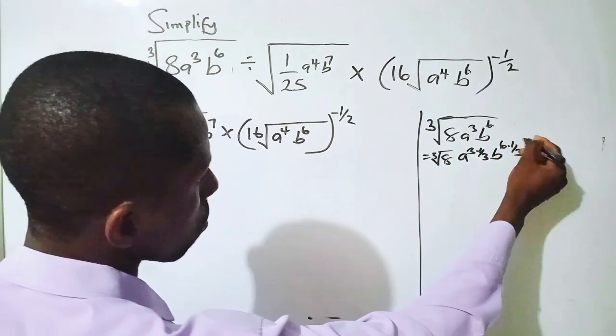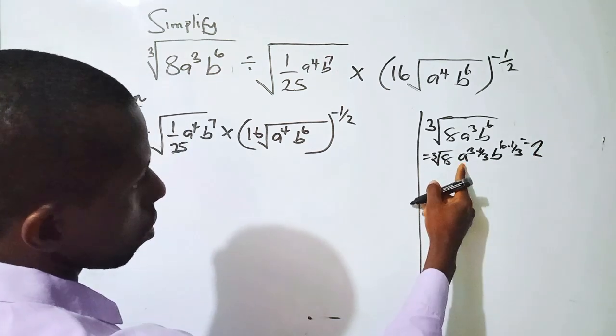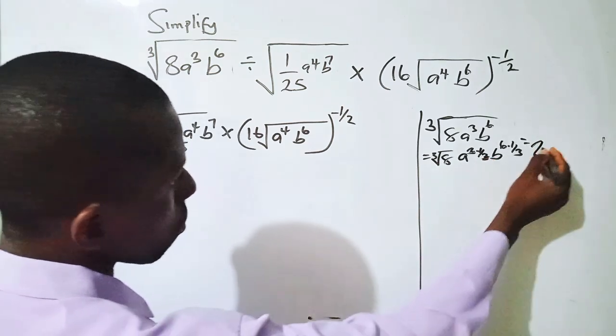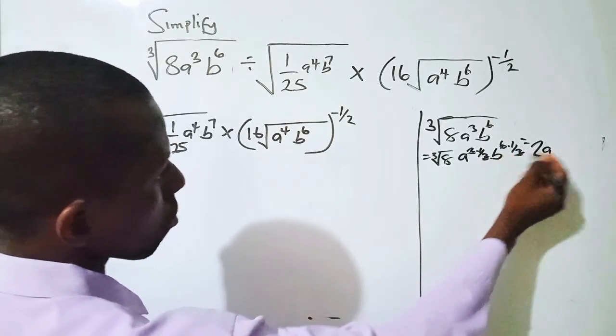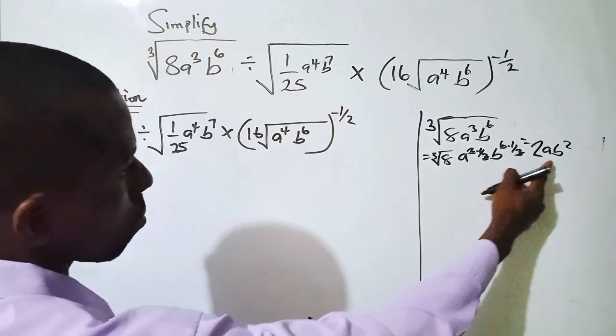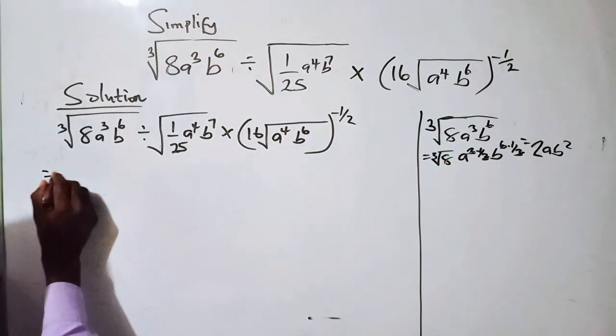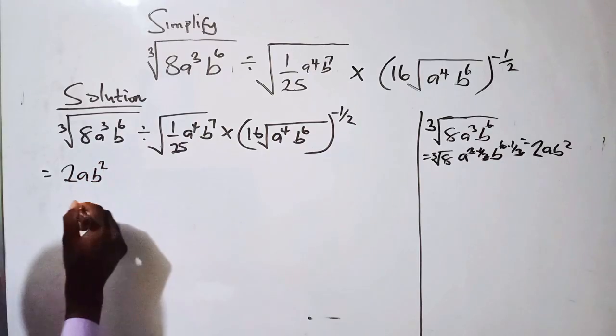So when we do that, for the cube root of 8, we have it to be 2. So this can simplify this, so we have just a. So this can simplify this, so we have b squared. So when we simplify this, we have it as equals 2ab squared.